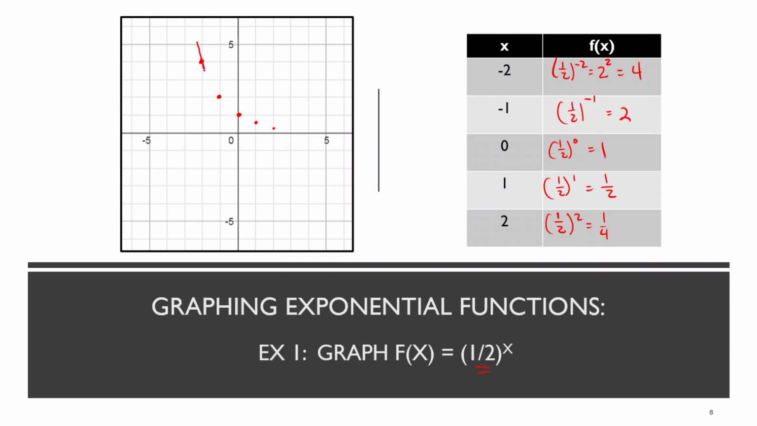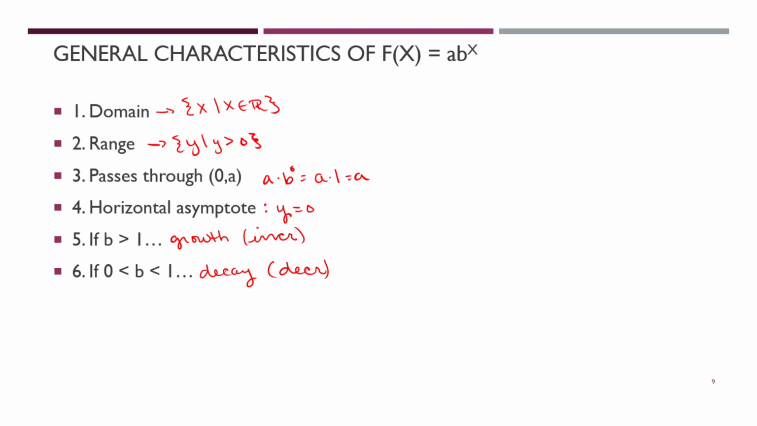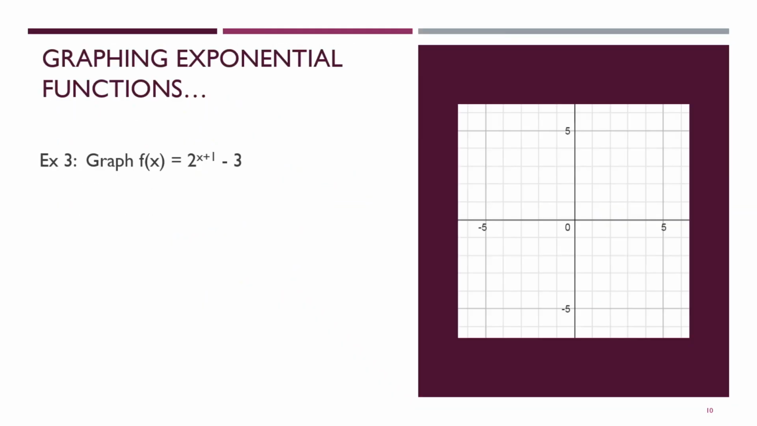Now you can see that the function decreases, but again, it's going to stay positive, so it's going to stay above the x-axis. And this is a decay because b is less than 1. The range is still above 0 and the domain is still all reals. All right, so let's graph another one.